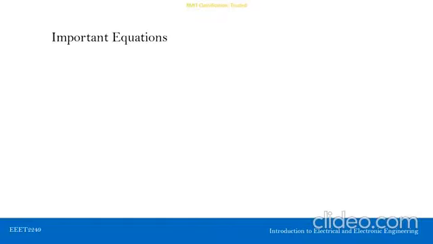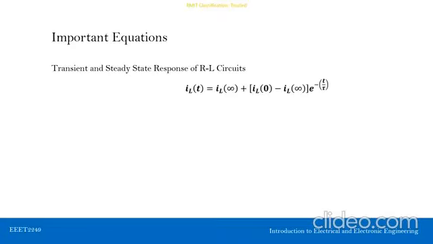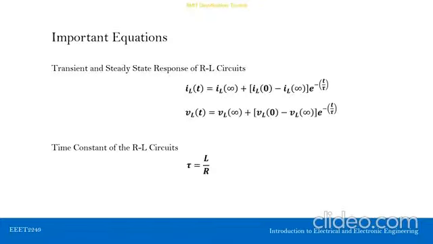Now let's summarize the important equations that we have learned so far in this lecture. Those are for transient and steady state response of RL circuits. The current equation is iL(t) equals iL(infinity) plus [iL(0) minus iL(infinity)] e to the power minus t over tau. And the equation for voltage would be vL(t) equals vL(infinity) plus [vL(0) minus vL(infinity)] e to the power minus t over tau. And finally, the time constant of the RL circuits will be tau equals L over R.